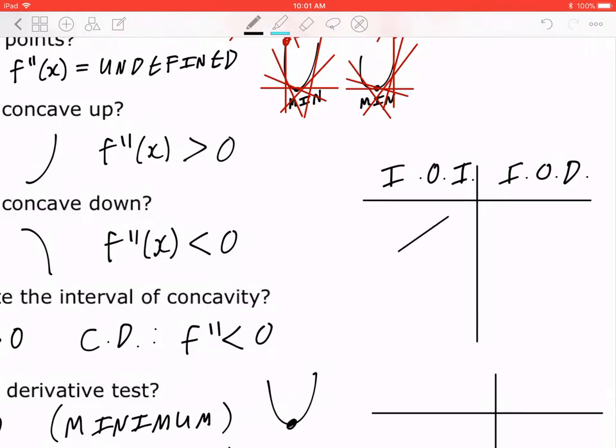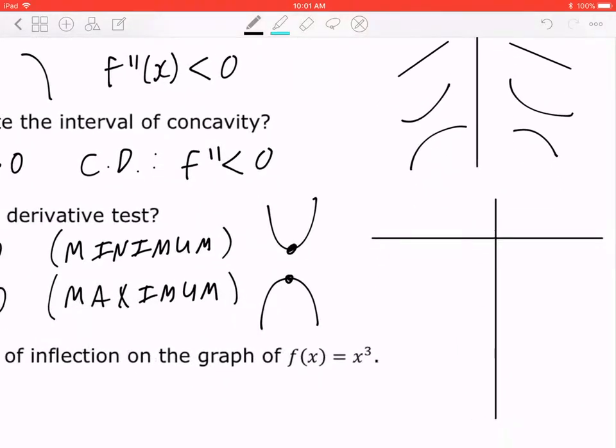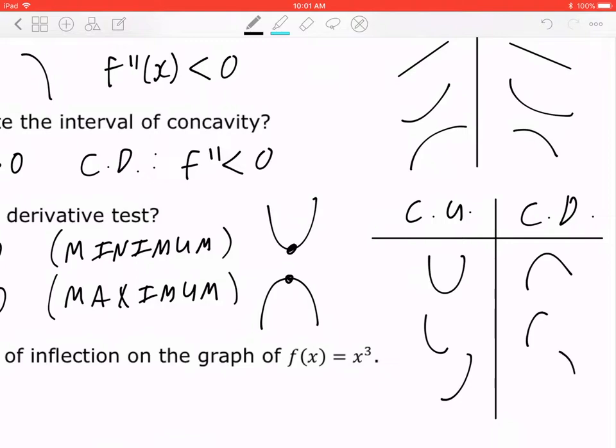Interval of increase looks like that, or like that. The interval of decrease looks like that, or like that, or like that. And now we think about the current lesson, which is concavity, specifically when it's concave up and concave down. So we know it's concave up when it's like that, or just like that, or like that. And concave down is the exact opposite.